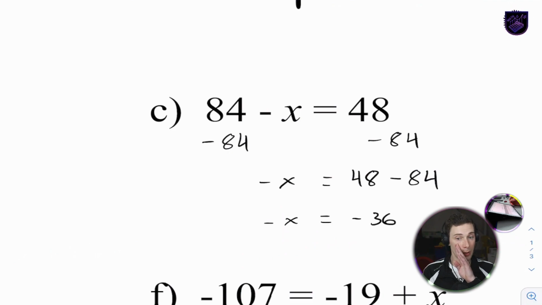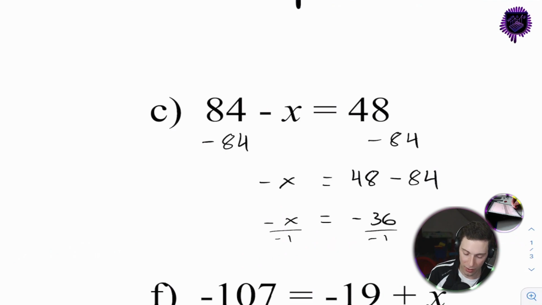And then of course, when you're left in a state like this, you don't want negative x. As long as you do the same thing to both sides, you can simply multiply both sides by negative 1. Negative times a negative is a positive, and 1 times any number is itself. So you can also divide both sides by negative 1. You'll get rid of that negative sign. So let's divide by negative 1. It doesn't change anything. It just changes it to x is equal to 36. You can skip those steps if you really understand them, but I like to show them just to make sure you don't get confused. So our answer, x equals 36.